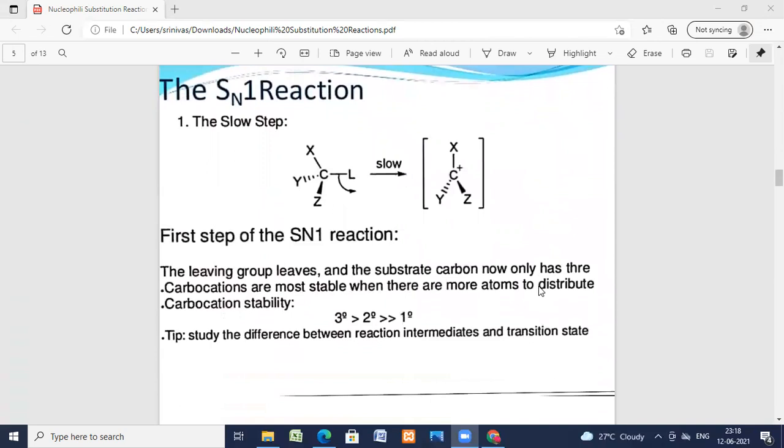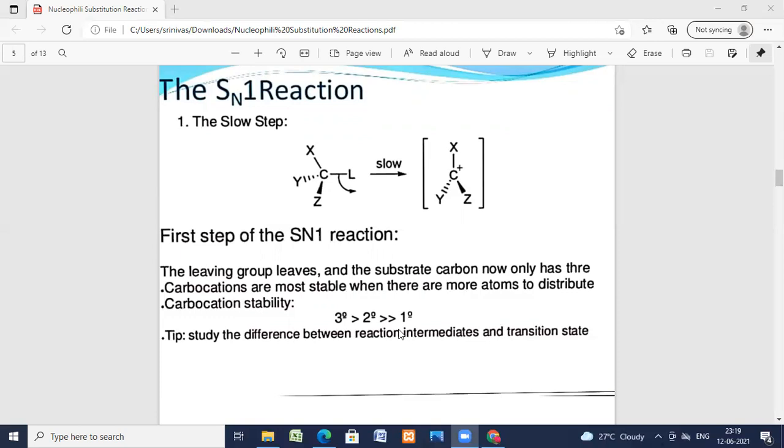SN1 reaction. The first one is the slow step, formation of carbocation. In the first step of the SN1 reaction, the leaving group leaves and the substrate carbon now has three bonds, and the carbocation is more stable when there are more atoms to distribute charge. The stability of carbocations is more for tertiary than secondary. We'll take an example for this tertiary compound. Consider hydrolysis of tertiary butyl bromide with hydroxide ion.